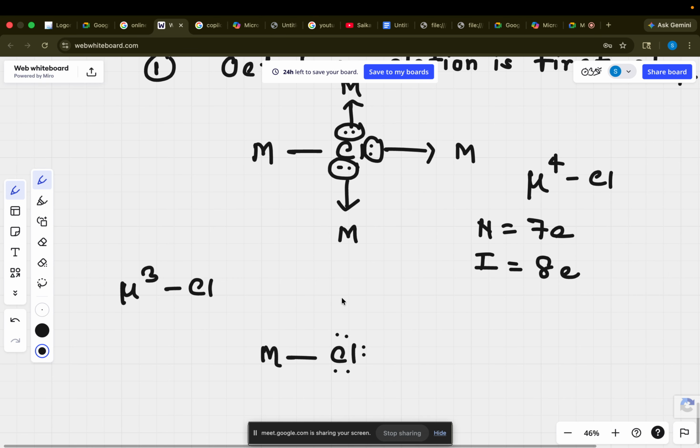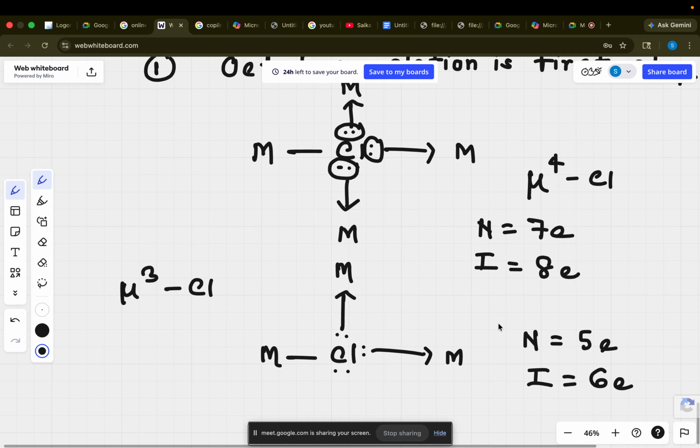And for the other two bonds, see, it can donate this lone pair to the other metal center, as well as donate the other lone pair to another metal center. So how many electrons is it donating? 2, 4, and 1 from here. So 5 electrons in the neutral method, and in the ionic method I can say 6 electrons.